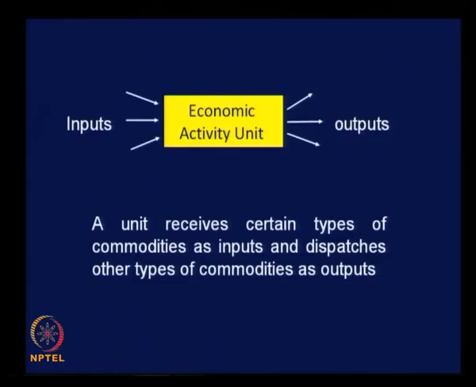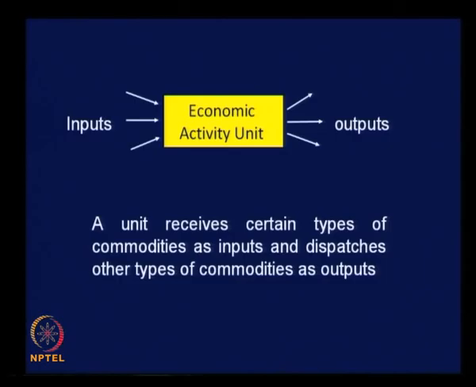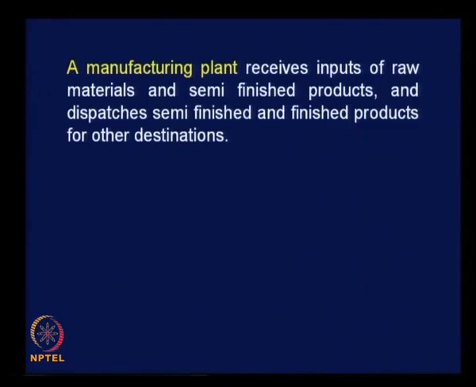And so, we can state that an economic activity unit receives certain types of commodities as inputs and dispatches other types of commodities as outputs. With this understanding, let us try to categorize the different types of economic units that might exist in urban areas. Can anybody attempt to categorize the different types of economic units based on this definition? Okay, let us try to categorize. It is very simple. I have already given this example.